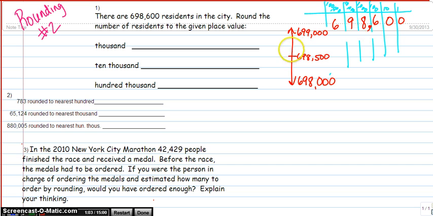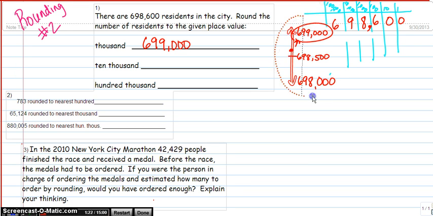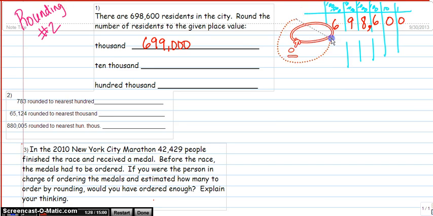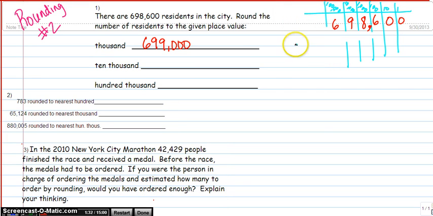If I plot my given number, 698,600, it shows me that I would round up to 699,000. I repeat this process for the 10,000s place. So let me remove this problem and draw a new vertical number line.